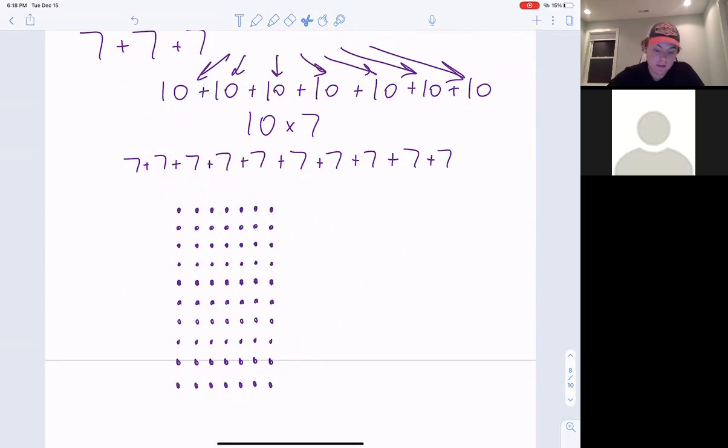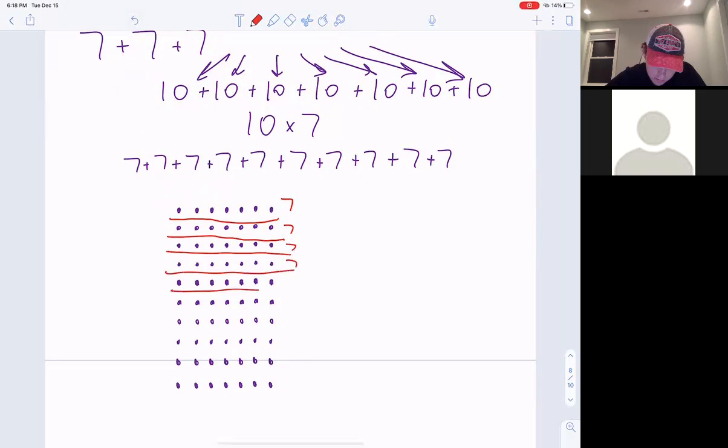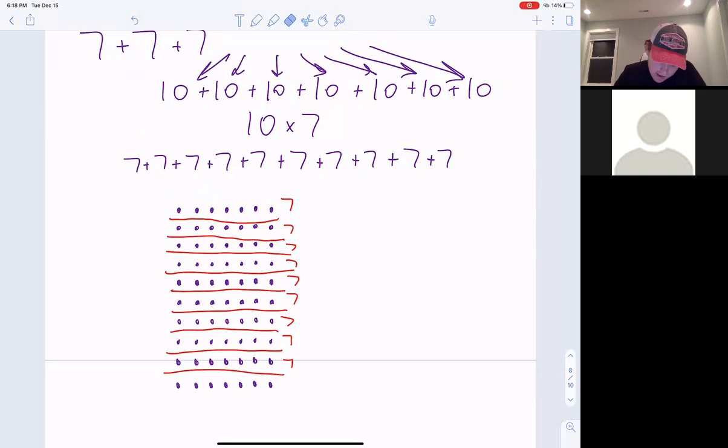Okay, and now here's the trick. The trick is that, look at this. We put 10 dots in each column. That's the vertical parts in each column. But if we look at each row, we've got 1, 2, 3, 4, 5, 6, 7. Right? So there's 7 dots there, 7 dots there, 7 there, 7 there, 7 there, 7 there.